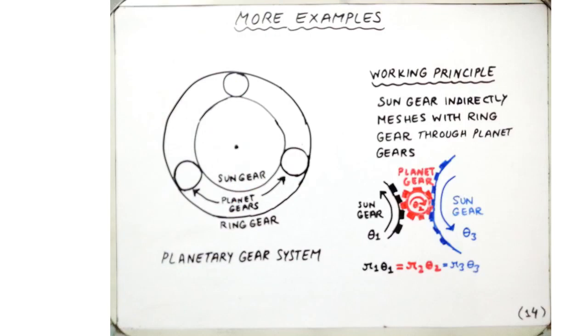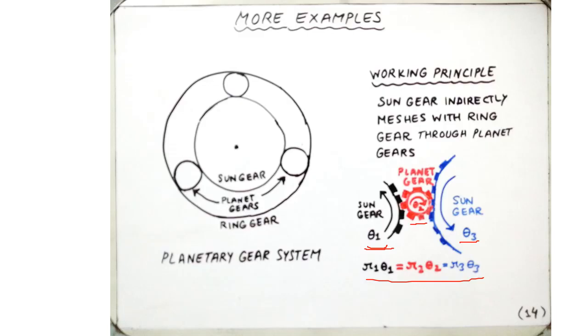A more intuitive snapshot that we have already explained is that the sun gear, suppose it rotates in the counterclockwise direction at an angle θ1, is meshing with the planet gear, essentially causing it to rotate in the opposite direction, that's θ2. And when the planet gear meshes with the ring gear, it will rotate the ring gear again in the opposite direction to θ2, that's θ3.